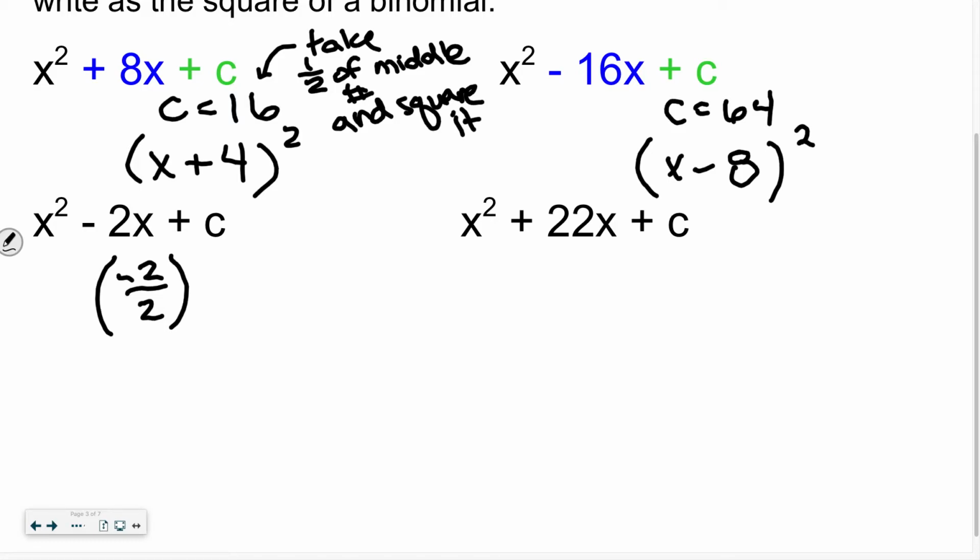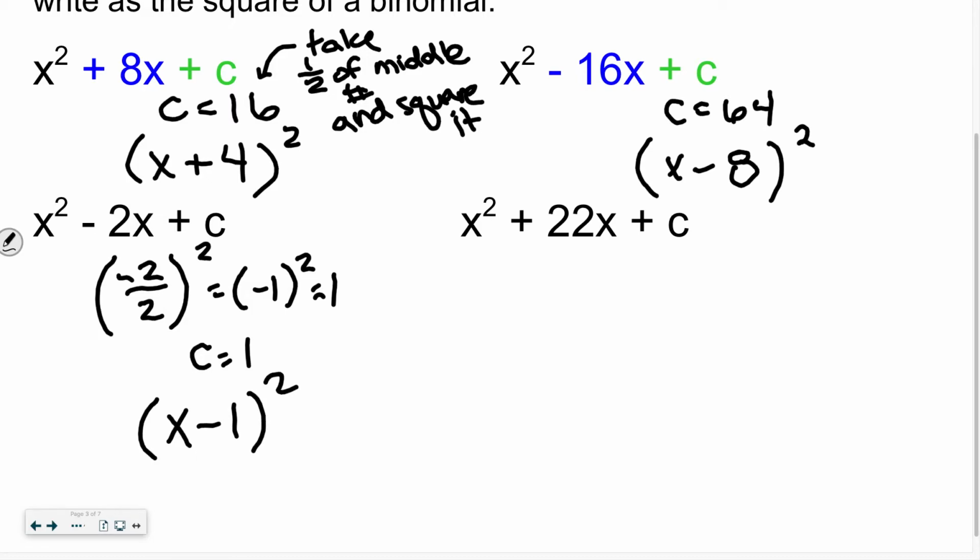If I use Abby's tip for taking half of the middle term and squaring it, I would be taking half of negative 2, which would be negative 2 divided by 2, and then I would square it. So that'll be negative 1 squared, which is positive 1, so c equals 1. And then my binomial squared will look like x minus 1.